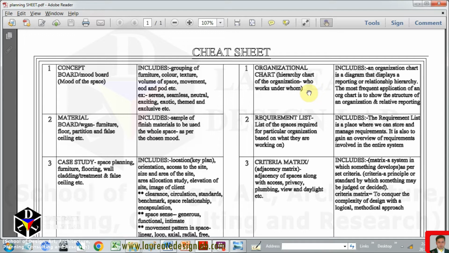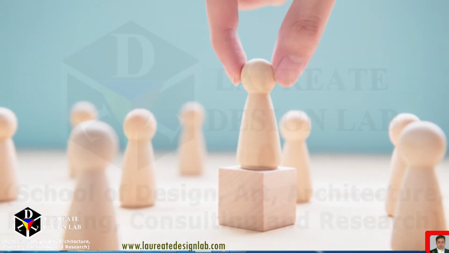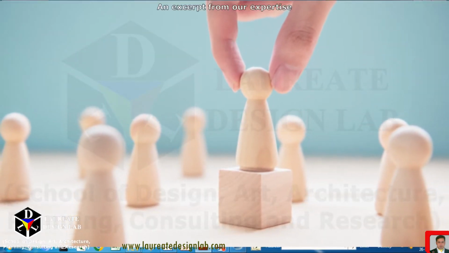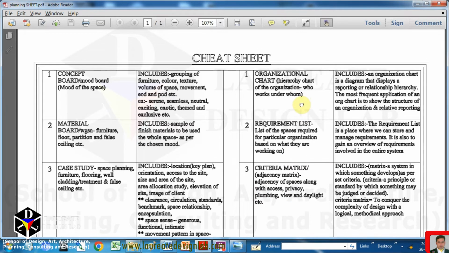Can you imagine an SSP or ASI having the same space allocation? So you can understand, based on the authority, we allocate the space. So hierarchy matters a lot in designing.